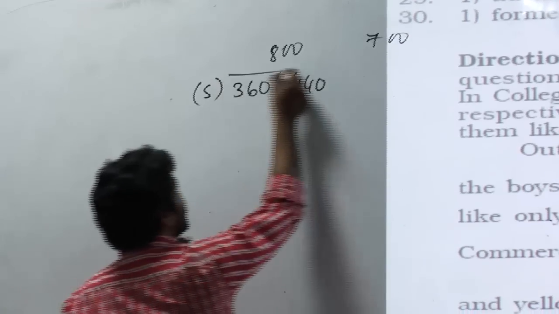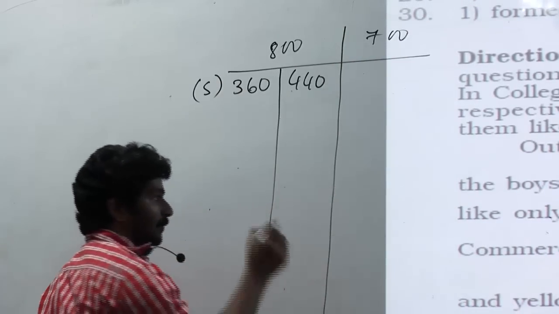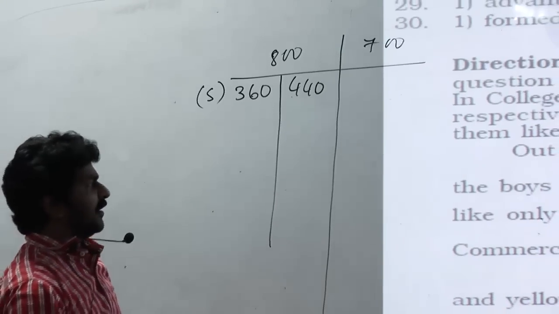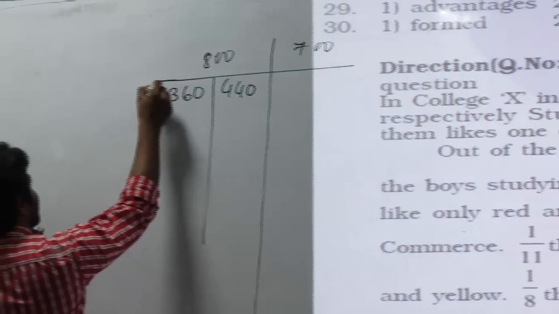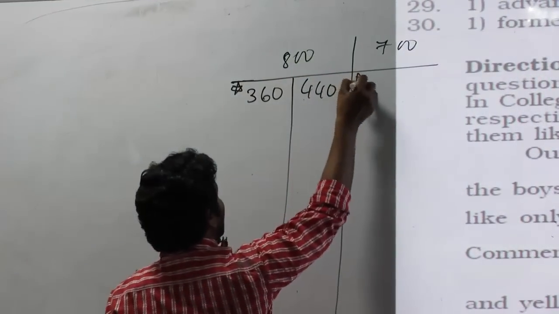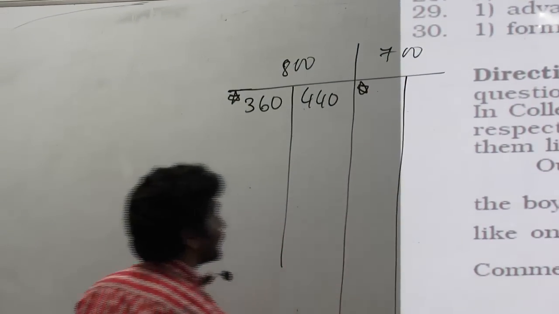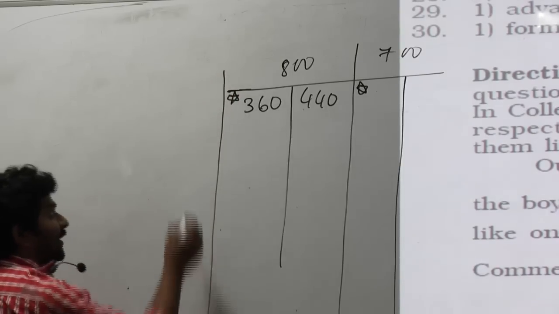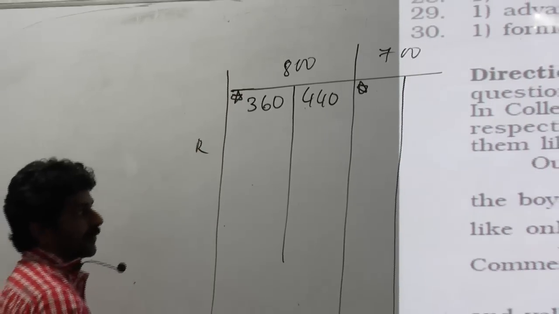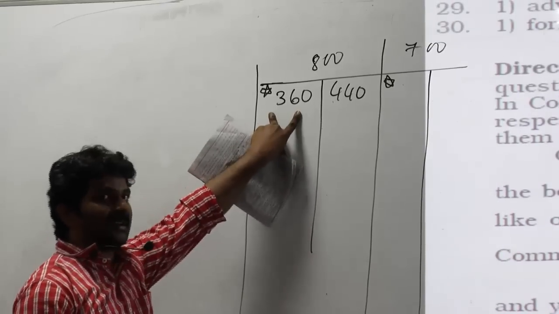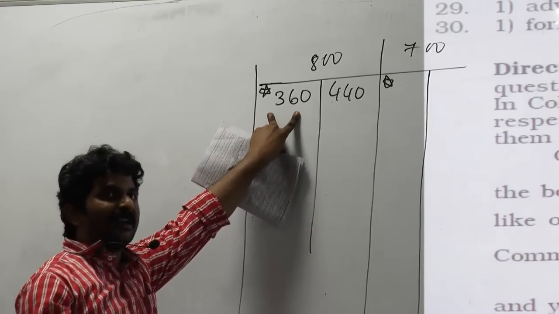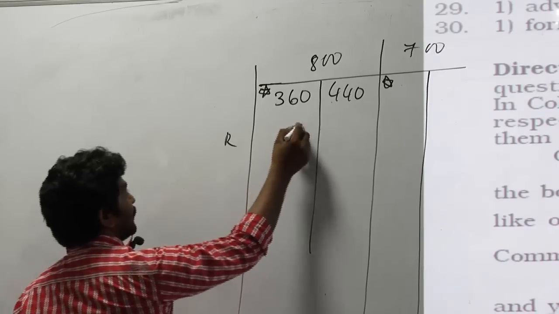Now, out of the boys studying science, 15% like only red. This is science. Here also I will write science for girls. Candidates who like only red. How much is that? 15% of this. 10% is 36, half is 18, which is 54.